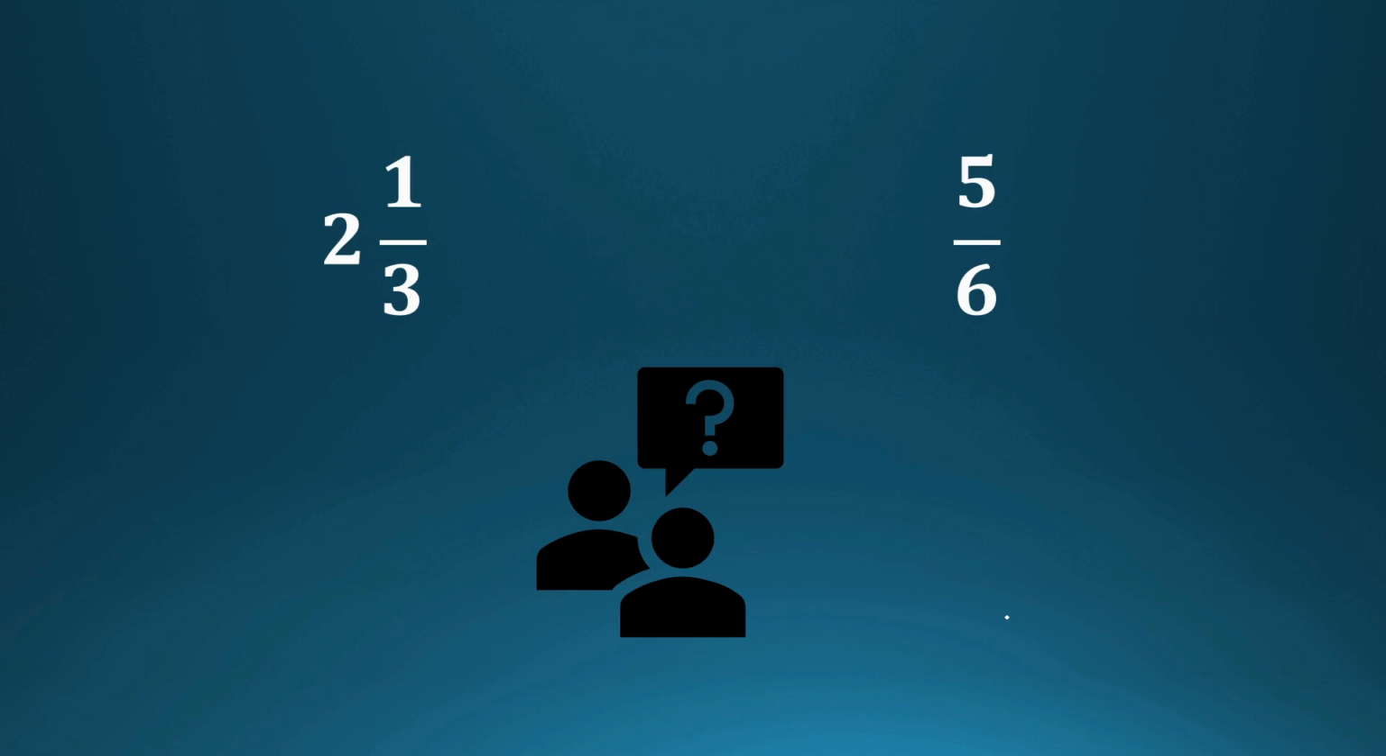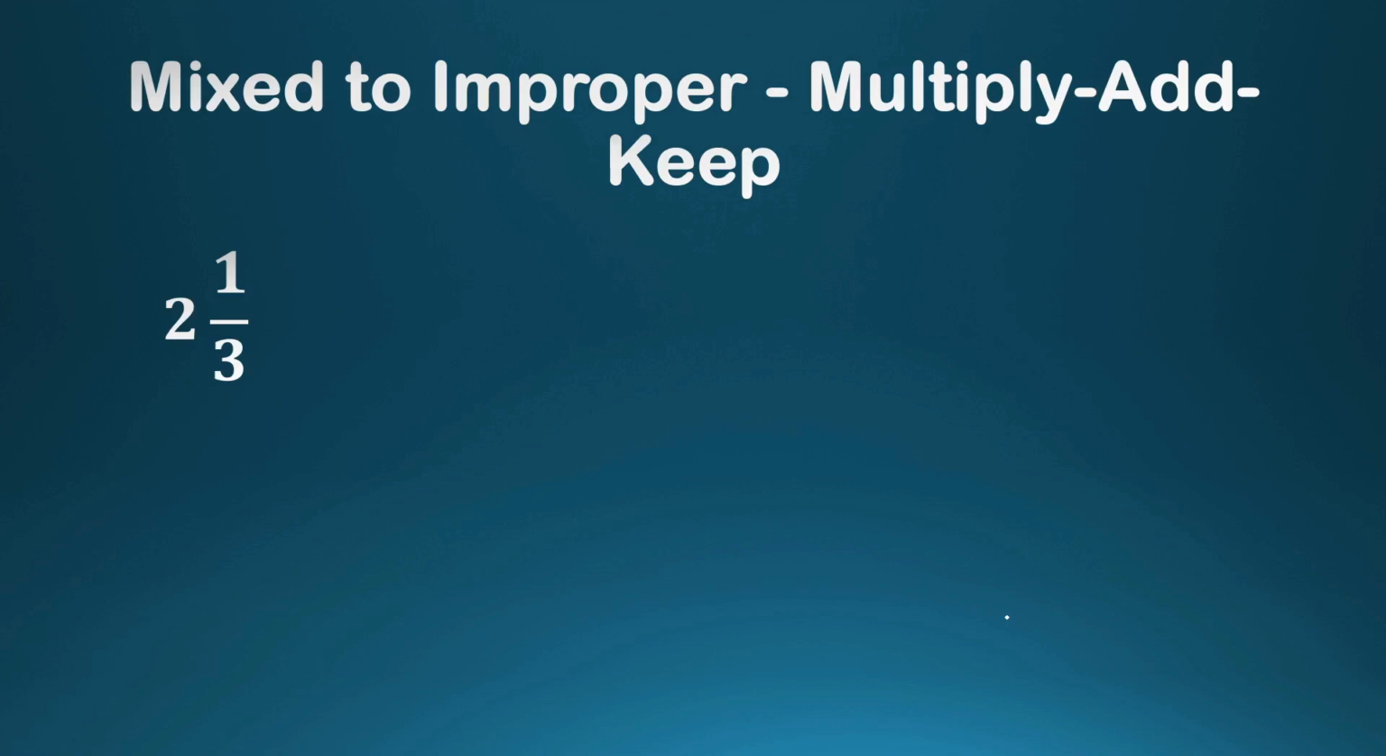By the end of this, you will have the one rule that lets you convert and compare any two fractions anytime. Let's get started. A mixed fraction like 2 1/3 is confusing because it has a whole number and a fraction. Our goal is to convert it into a simple improper fraction, and we do that with a simple multiply, add and keep method.